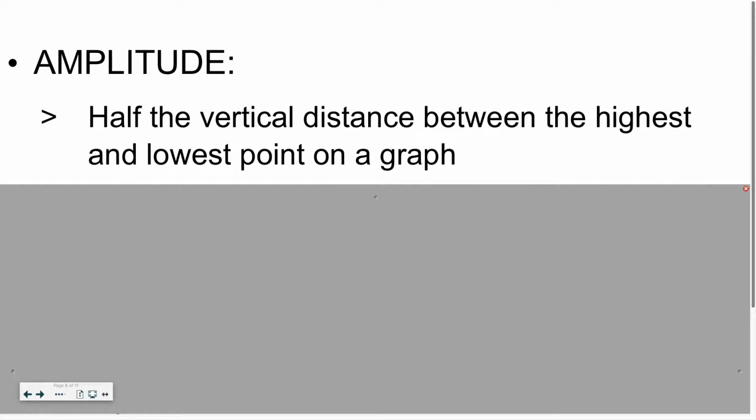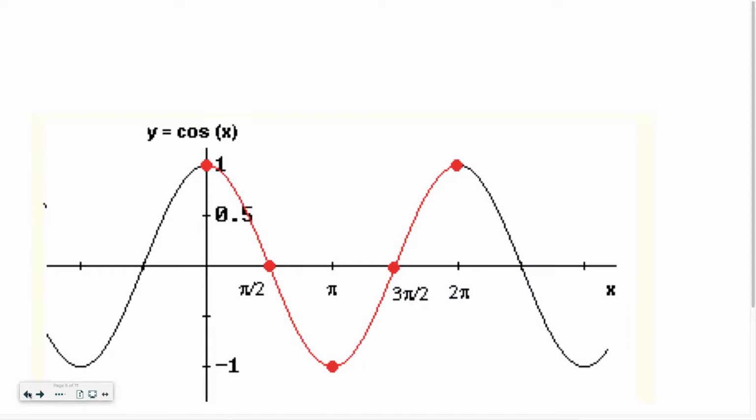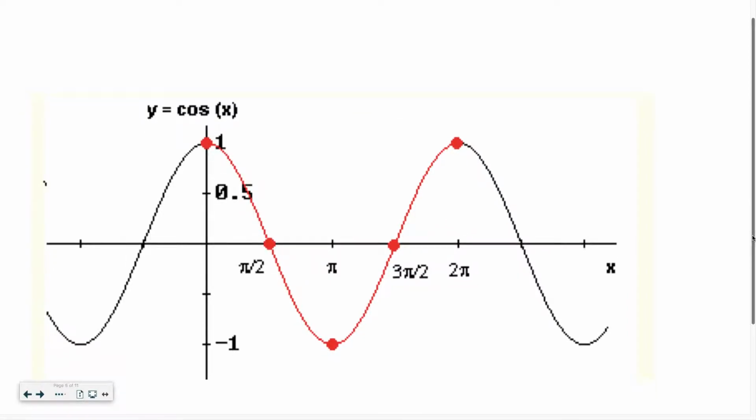Okay, so let's look at our sine and cosine graphs. What is the total vertical distance? Our total vertical distance is 2. We bounce from -1 to 1. So our amplitude would be 1 for both of them. Okay? Since we bounce from -1 to 1, we have a total height of 2. Half of that is 1. Okay.